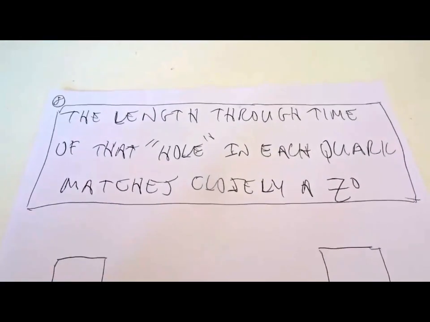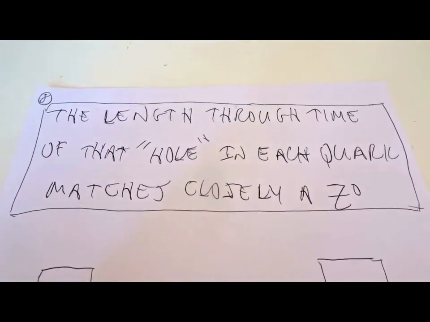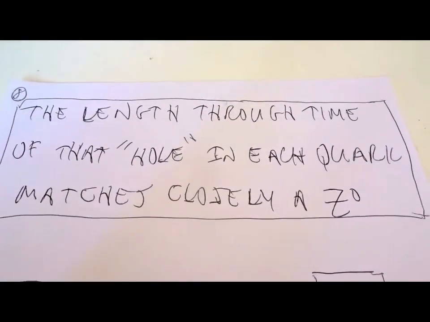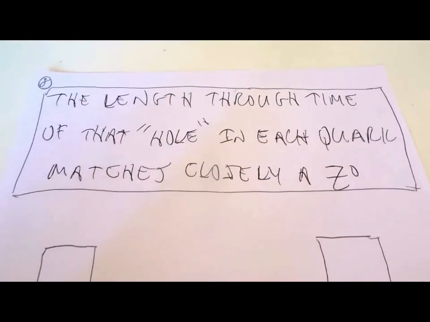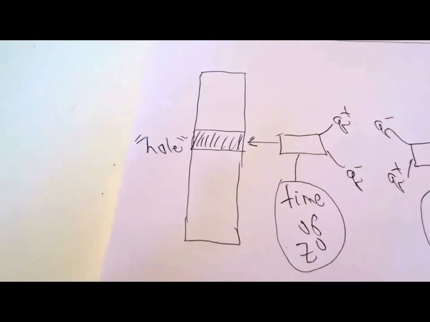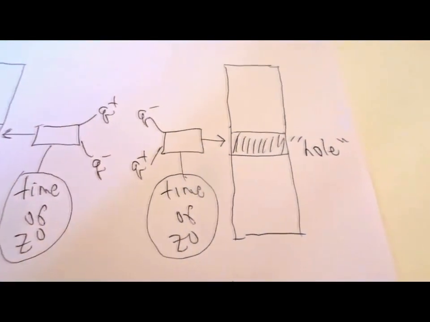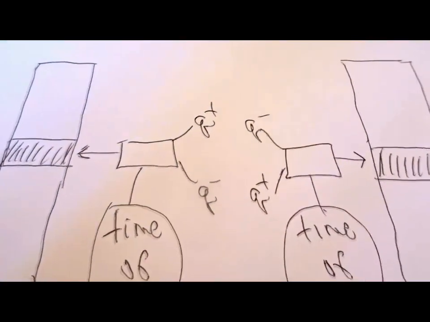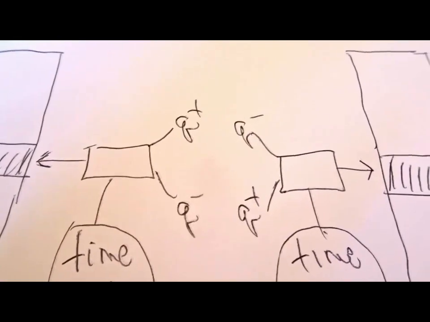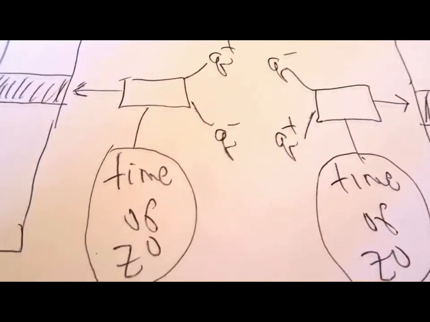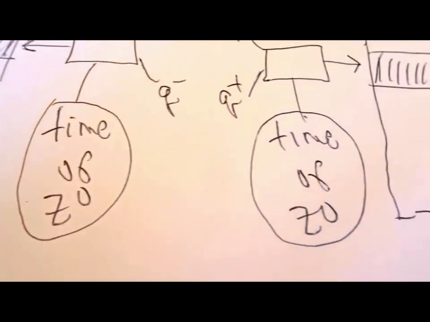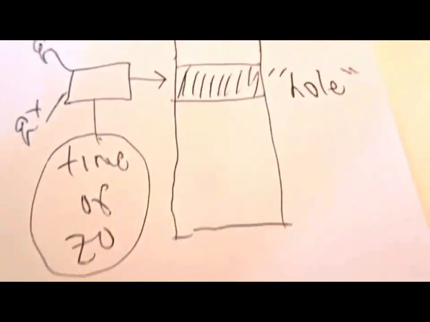To confirm the math so that everyone understands, the length through time of that hole in each quark matches closely the Z0 particle. Here we have one hole on one side, one hole on the other side. In the center, we have where the Z0 particles were, and they form quark-anti-quark pairs which make pions for the strong force. Each of them lasts for a certain time of a Z0, and there's a loss of mass of 2.17 in electron units in each hole.